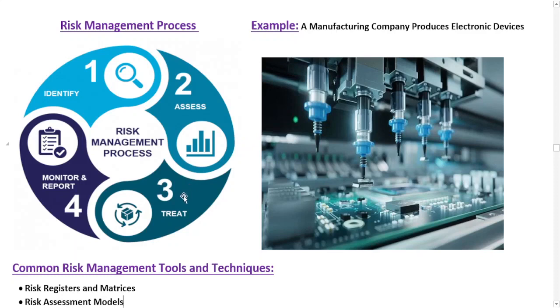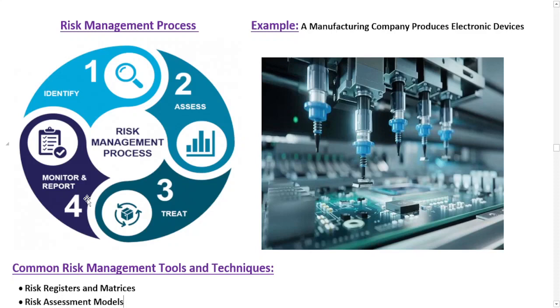In the third step, there is risk mitigation, or you can say how they treat that particular identified and assessed risk. They need to develop best strategies to reduce or eliminate their identified risk. They need to implement risk control measures and preventive actions as well. For example, to mitigate the supply chain disruption risk, our manufacturing company could establish relationships with multiple suppliers and maintain buffer inventory.